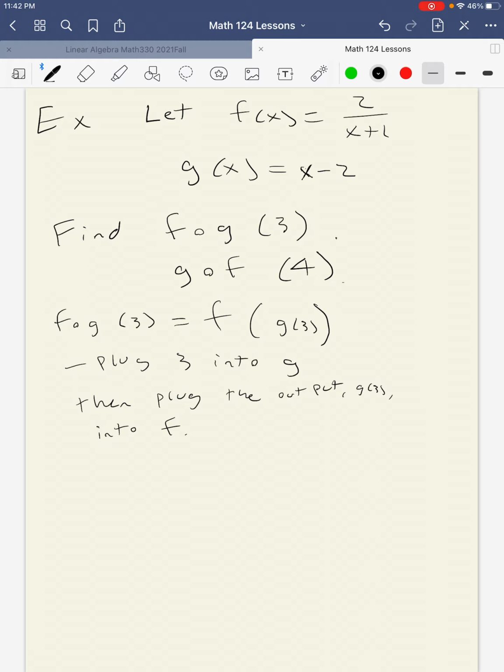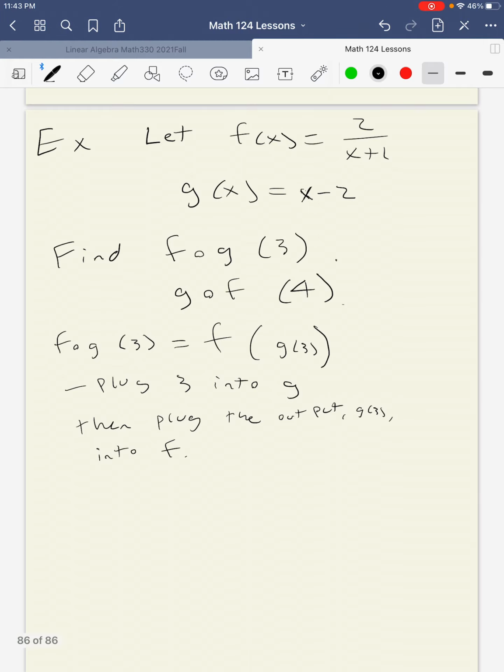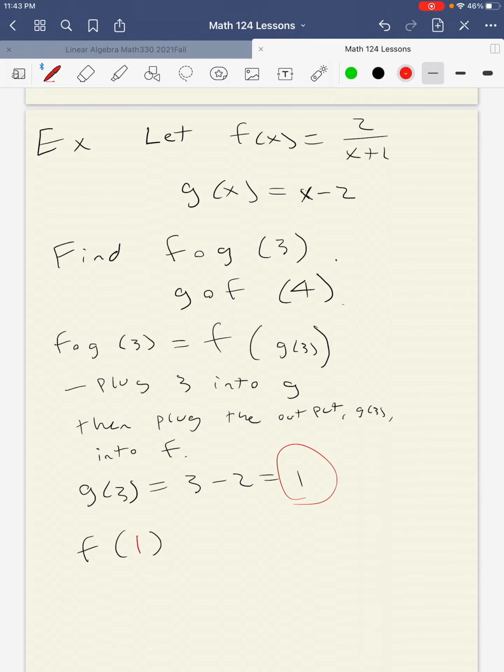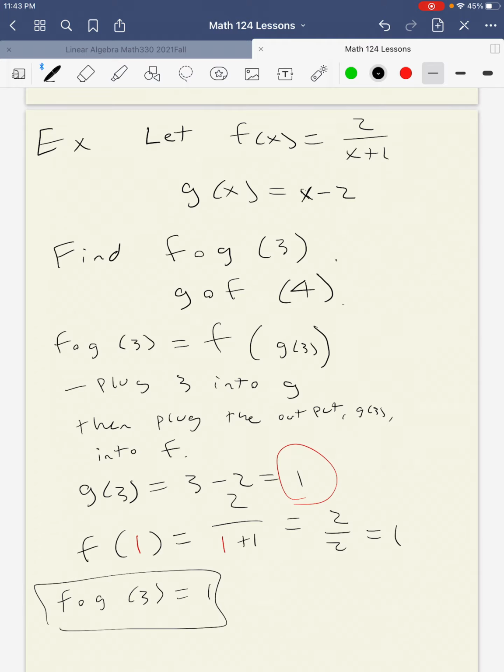Okay, so you could do it all at once, or you could do it step by step. Let's just do it step by step here. g of 3 is 3 minus 2, which equals 1. So then we take this 1 and we plug it into f. So now f of 1 equals 2 over 1 plus 1, so 2 over 2, which is 1. And therefore, f of g of 3 equals 1.